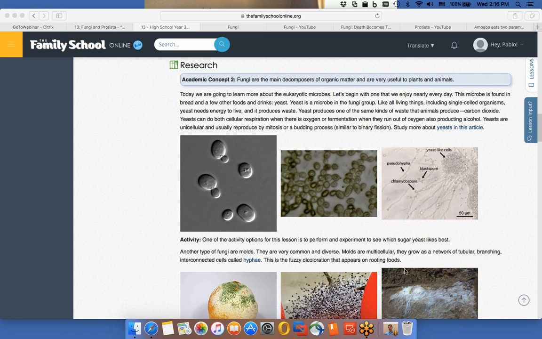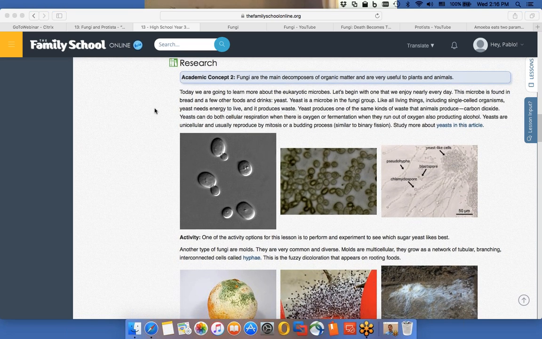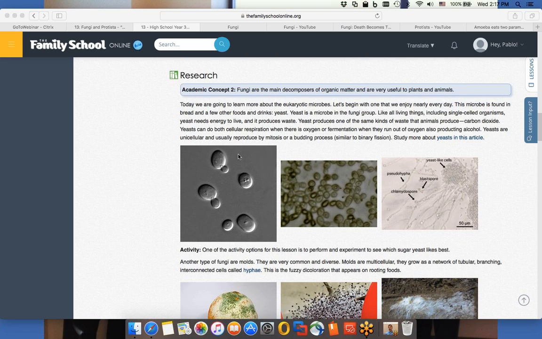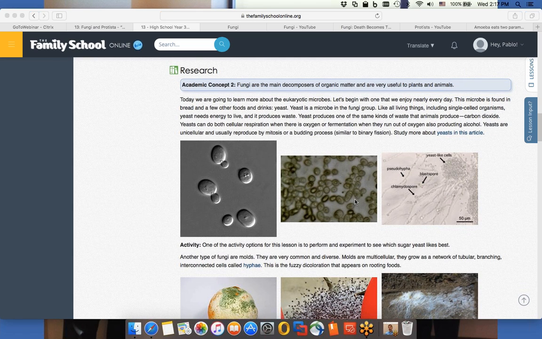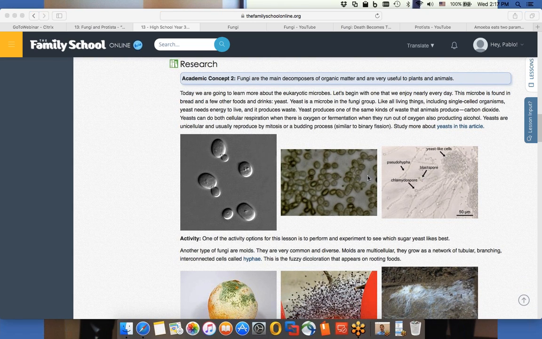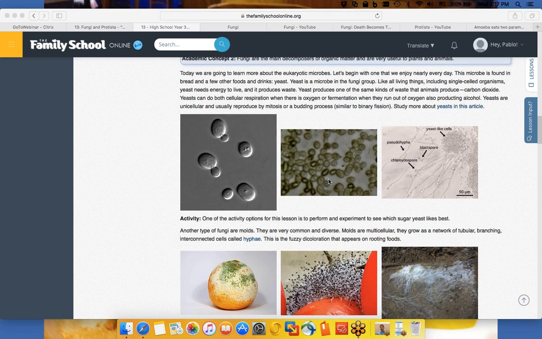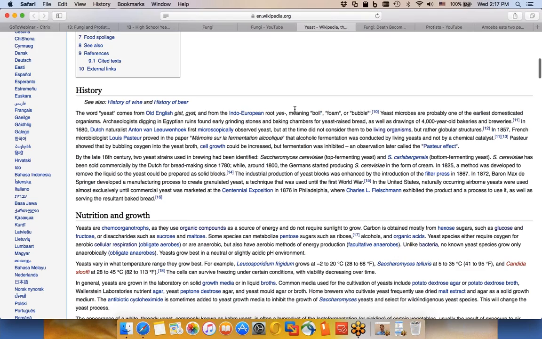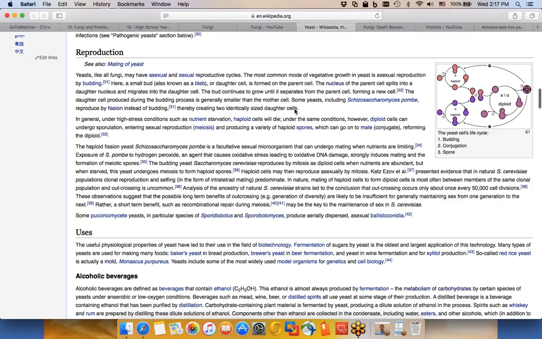Yes. Okay. So I love this. Let me just say that first of all. The academic concept for 2 is fungi are the main decomposers of organic matter and are very useful to plants and animals. So first of all, it goes through yeast, which, as we have learned, is a microbe and is a single-celled organism, and how it needs energy, produces waste, and produces carbon dioxide. It lists several different functions, like cellular respiration when it has oxygen, and fermentation, and it also mentions that it's unicellular and reproduces by mitosis or a budding process.